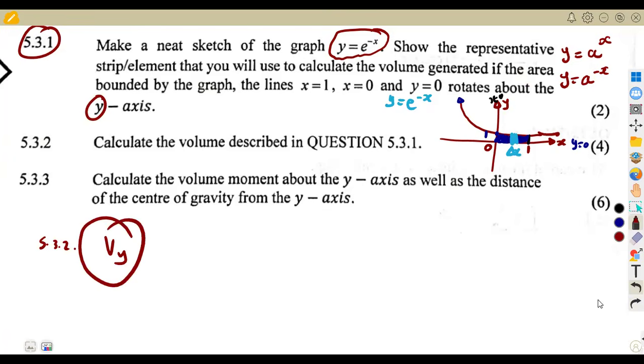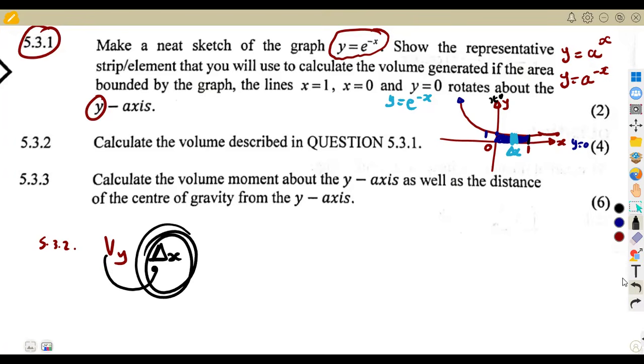This is the volume with respect to y. But the representative strip that we are using, so that we use the limits for x in this case, is for x. The volume is for y, the representative strip is for x. So it's a volume of y with respect to x. Does this part make sense? No, it does not. Whenever that condition happens, you know that you're going to apply the shell method. This one is going to be your shell method.